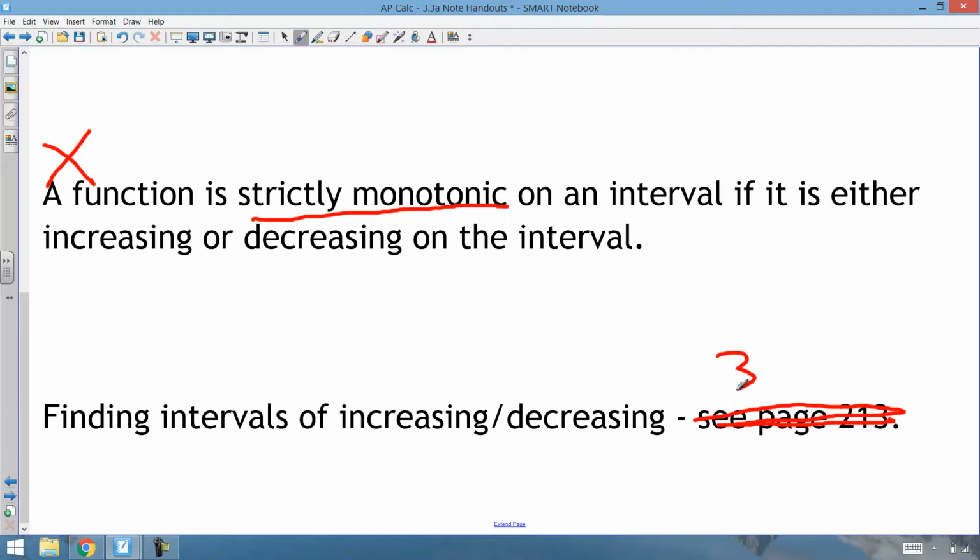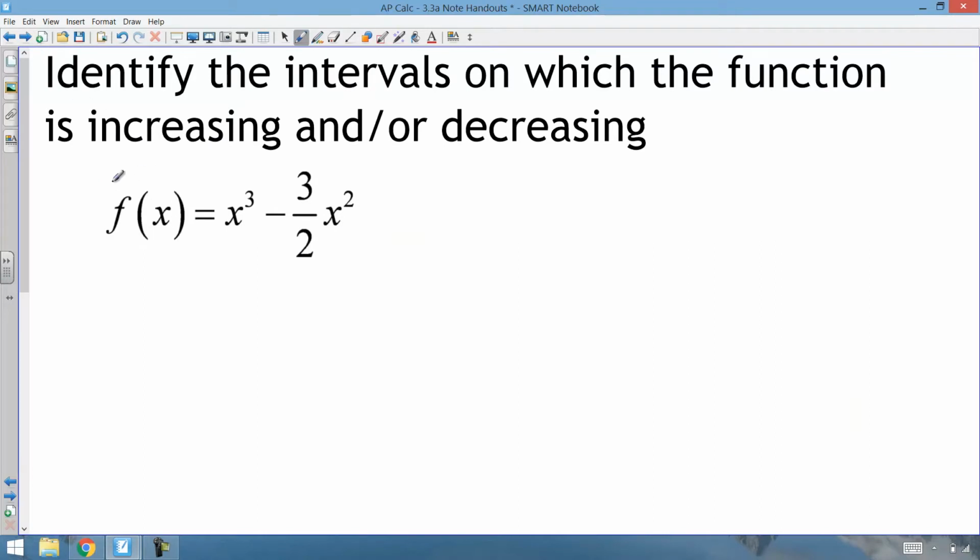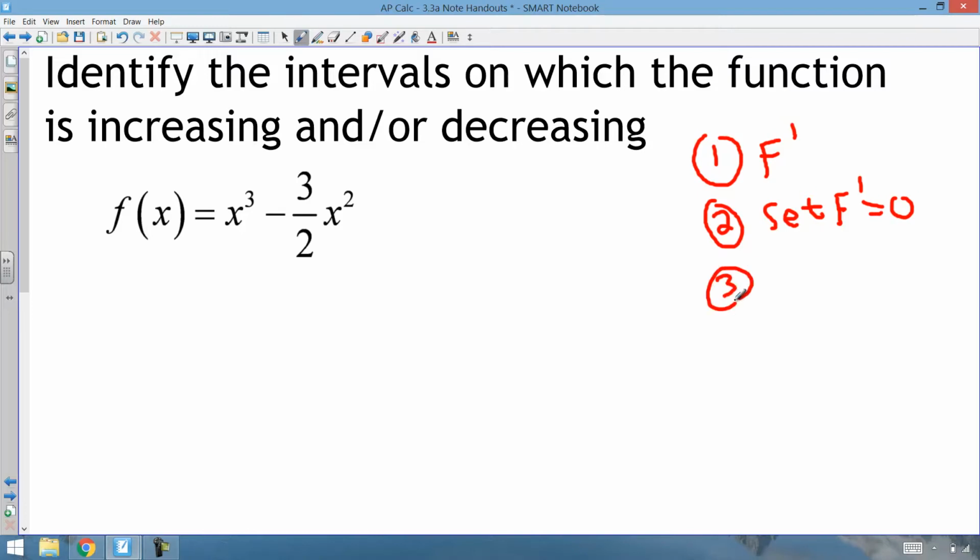But in your book, if you look in 3.3, you can find a little synopsis of how to find intervals where things are increasing and decreasing. But let's just get right into it, okay? Find the intervals on which this function is increasing or decreasing. So what you're going to want to do is find the derivative, and then you're going to want to set that to 0, f prime equal to 0, and then you're going to want to make a number line. Now that's an interesting thing, and we'll cross that bridge when we get to it.